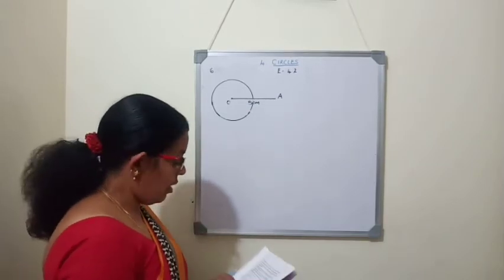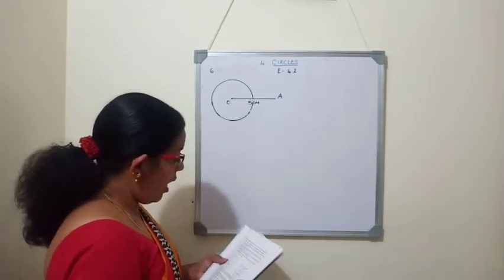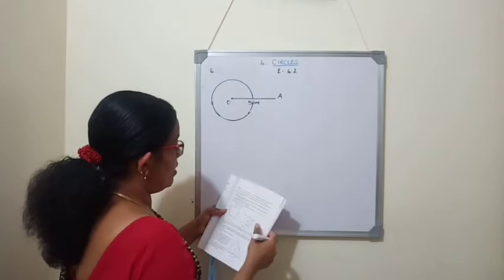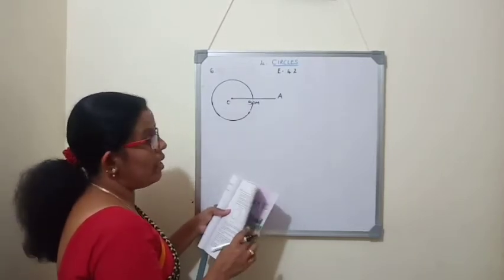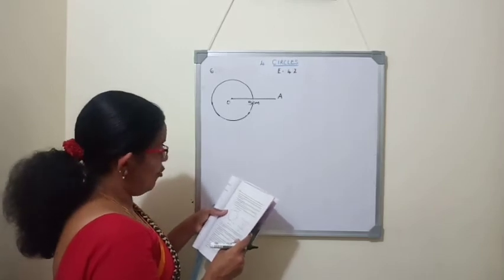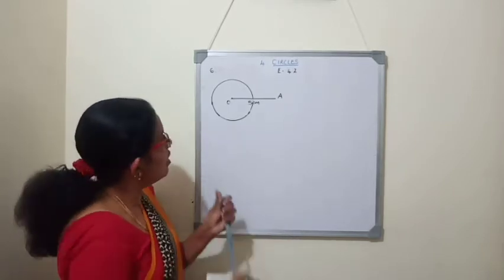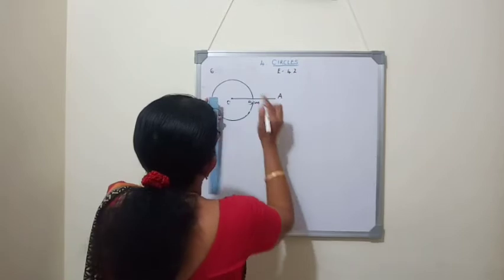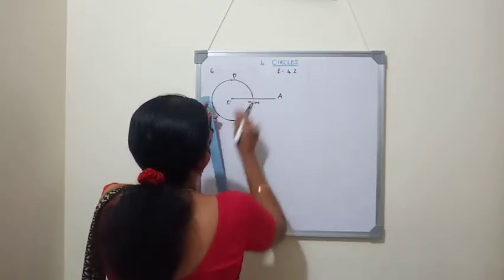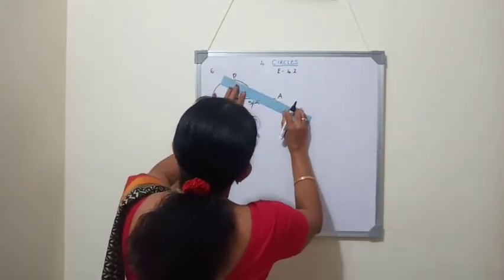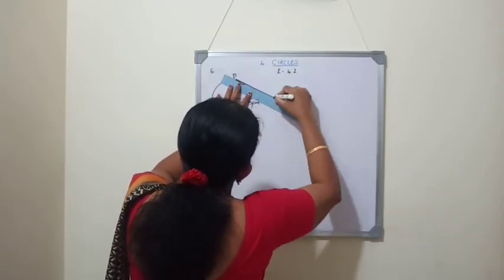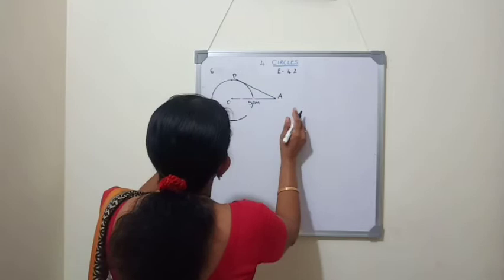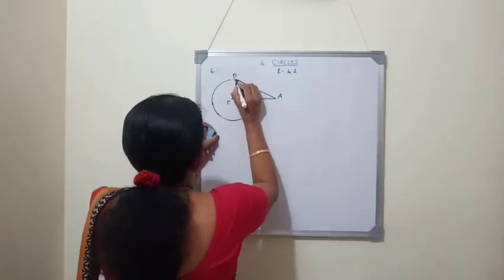The length of the tangent from a point A at a distance 5 cm from the center of the circle is 4 cm. So what is 4 cm? Length of the tangent is 4 cm. Find the radius of the circle. So for the length of the tangent, we will mark a letter P here. We will draw the tangent. We have to find the radius of the circle.